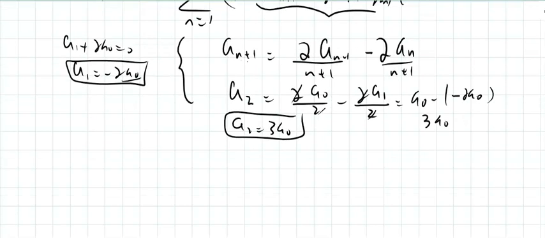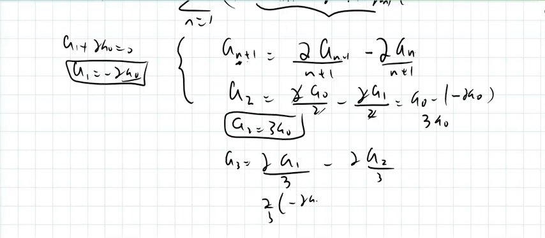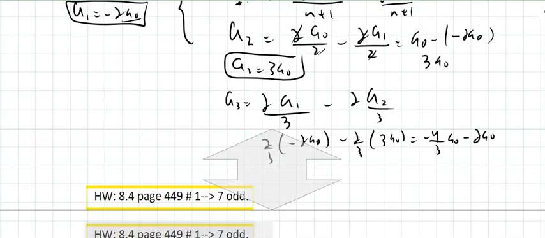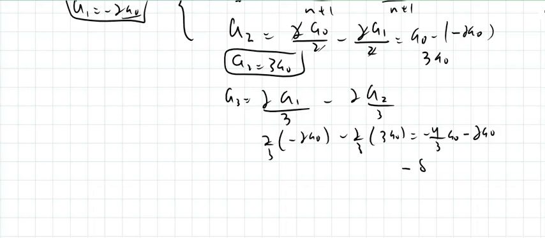And if I find maybe one more, if I want to find a sub 3, you put 2 there, that's twice a sub 2 over 3 minus twice a sub 1 over 3. So that is 2 over 3. A sub 1 is negative 2 a sub 0, and a sub 2 is 3 a sub 0. So what is that? That's negative 4 over 3 a sub 0 minus 2 a sub 0. So that is altogether negative 8 over 3 a sub 0.